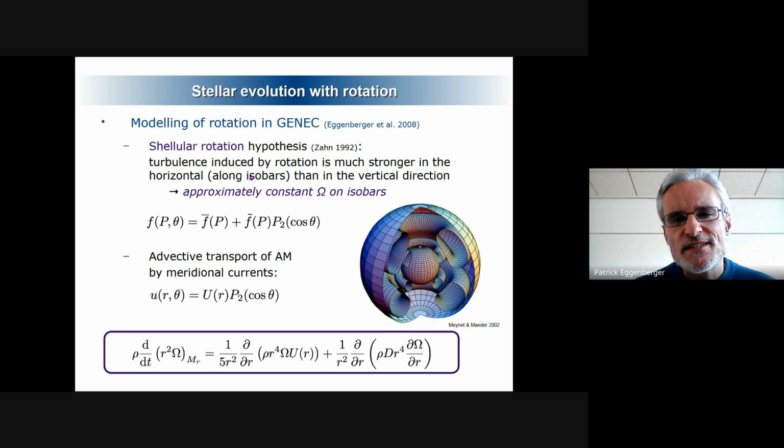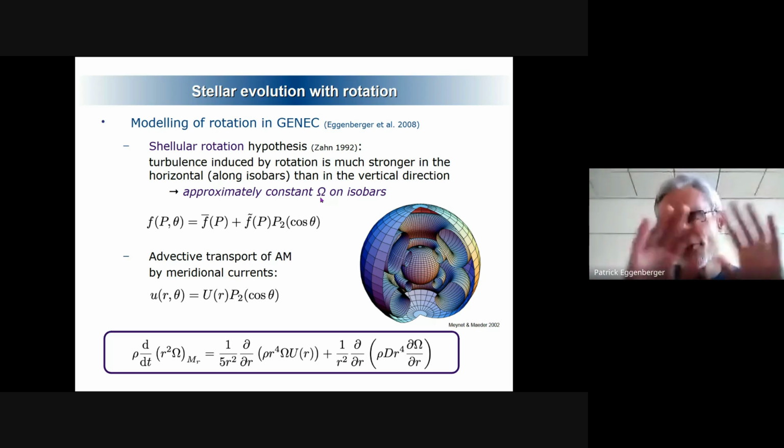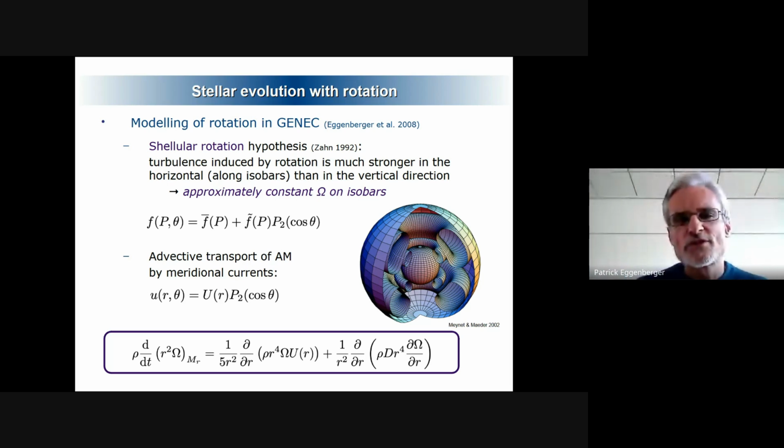And with this, we can say, okay, the angular velocity, which is represented by omega here, but this is also true for the chemical composition and so on, is approximately constant on isobars. And this is a very simple hypothesis that enables us to include easily these effects of rotation in 1D stellar evolution codes, because every quantity will only depend on the radius, which is a characteristic radius of the isobar, even if the star can be a bit deformed.